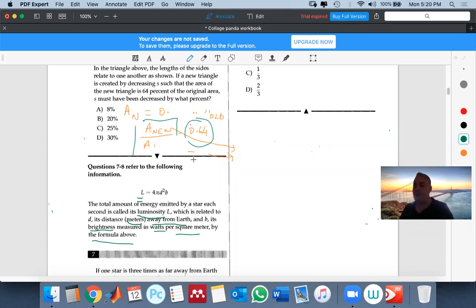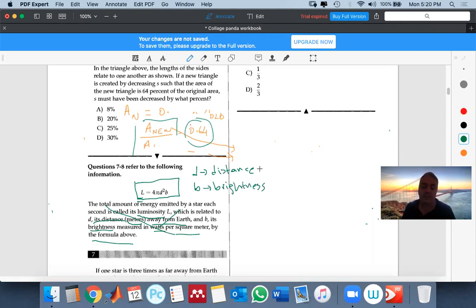Guys, in SAT, do not worry about these things. It's not important. This is your formula to find the L. Keep it in your mind, okay? But what could be important? 4 is 4, forget about it. Pi is pi, forget about it. D, what is D? Probably distance, but to be sure, just check the question. D is distance. B is something else. It says brightness.